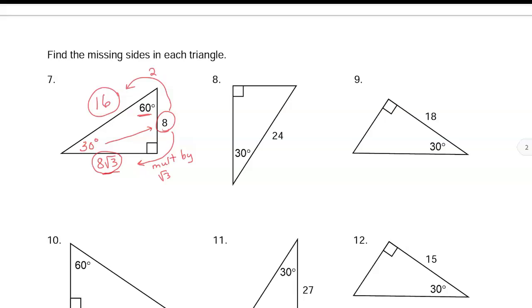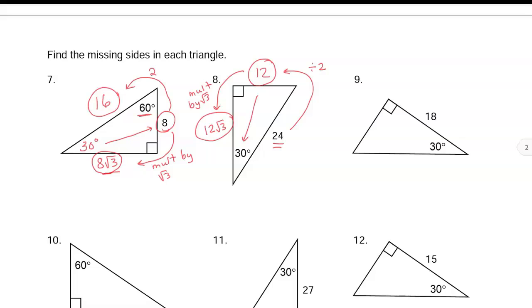Number 8, the hypotenuse is 24. I know if I divide that by 2, I'll get the shorter leg, which is across from the 30-degree angle. So I know that the 12 goes on that top side, and to get the longer leg, I just need to multiply that by root 3. So that'll give me 12 root 3 for the longer leg.